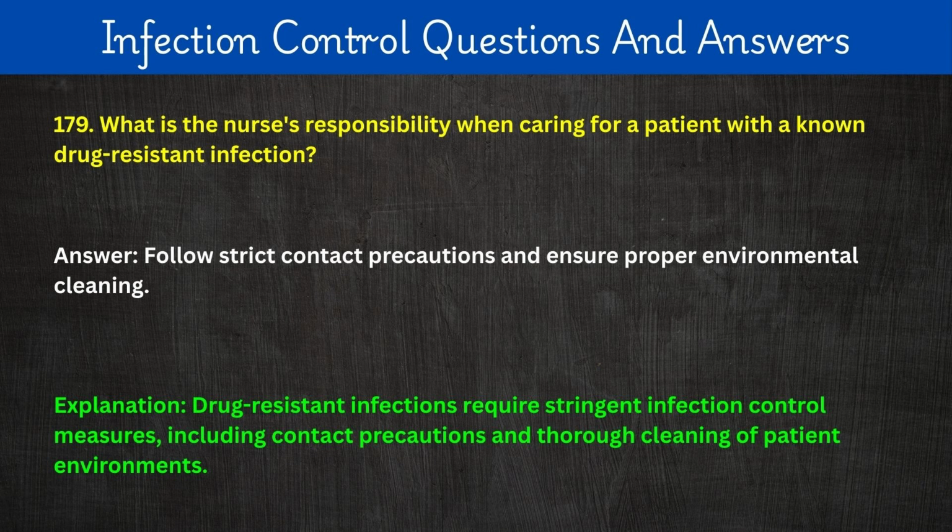179. What is the nurse's responsibility when caring for a patient with a known drug-resistant infection? Answer: Follow strict contact precautions and ensure proper environmental cleaning. Explanation: Drug-resistant infections require stringent infection control measures, including contact precautions and thorough cleaning of patient environments.